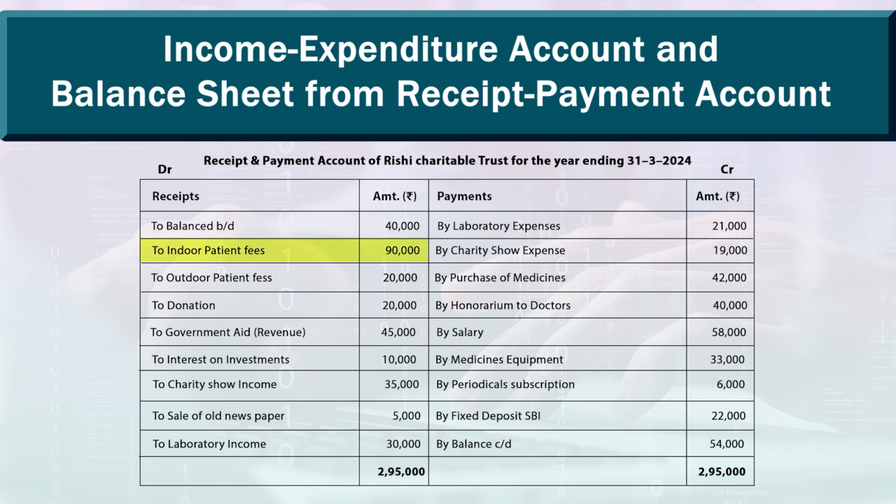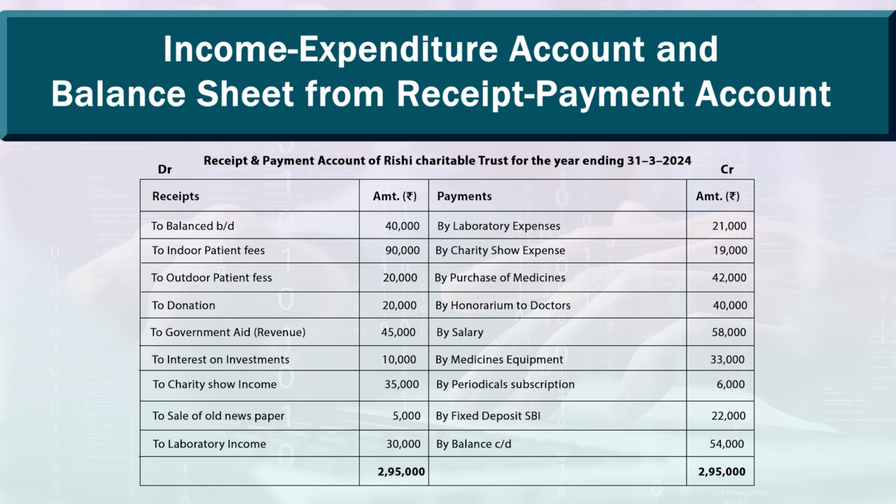Indoor patient fees amounts to rupees 90,000. The outdoor patient fees is of rupees 20,000. The donation is of rupees 20,000. The next entry is to government aid, which is revenue, amounts to rupees 45,000. The interest on investments is of rupees 10,000. The charity show income is of rupees 35,000. The sale of old newspapers is of rupees 5,000. The laboratory income is of rupees 30,000.